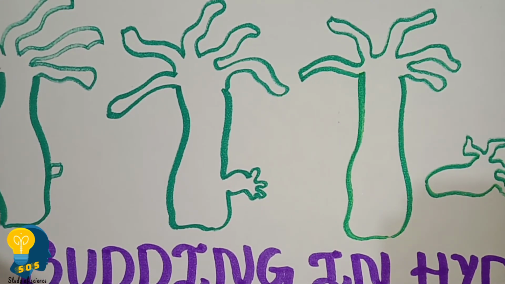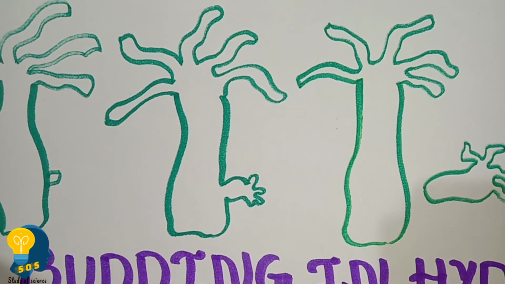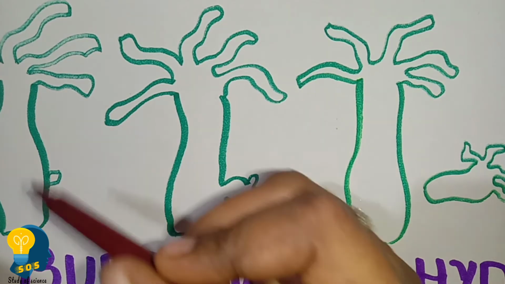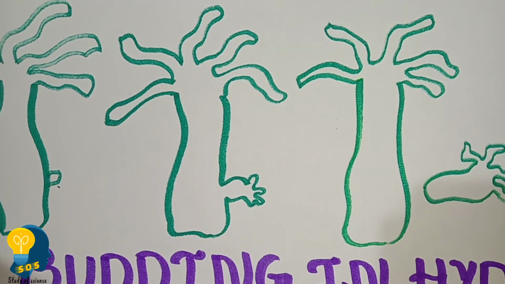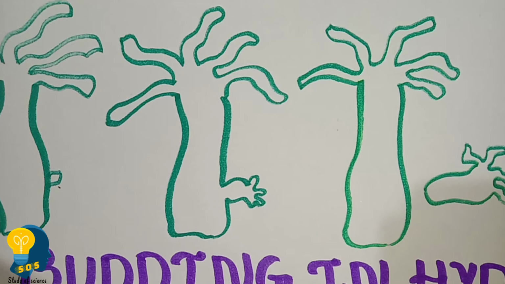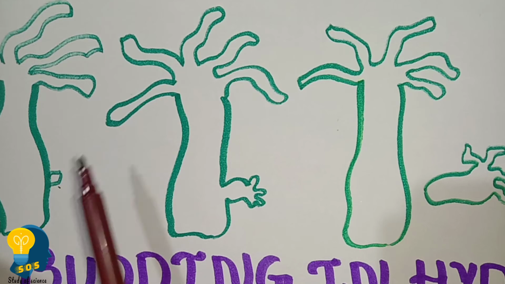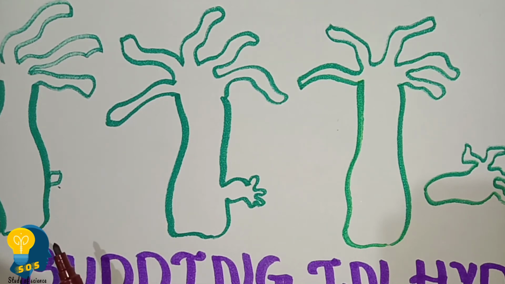See, if you look at this diagram of the Hydra, you can see a small outgrowth. You can observe a small outgrowth is seen at this specific site. Correct? A small outgrowth is seen at one specific site. This outgrowth does not form wherever it needs. It does not form at any part of the body surface of the hydra. It forms at one specific site.